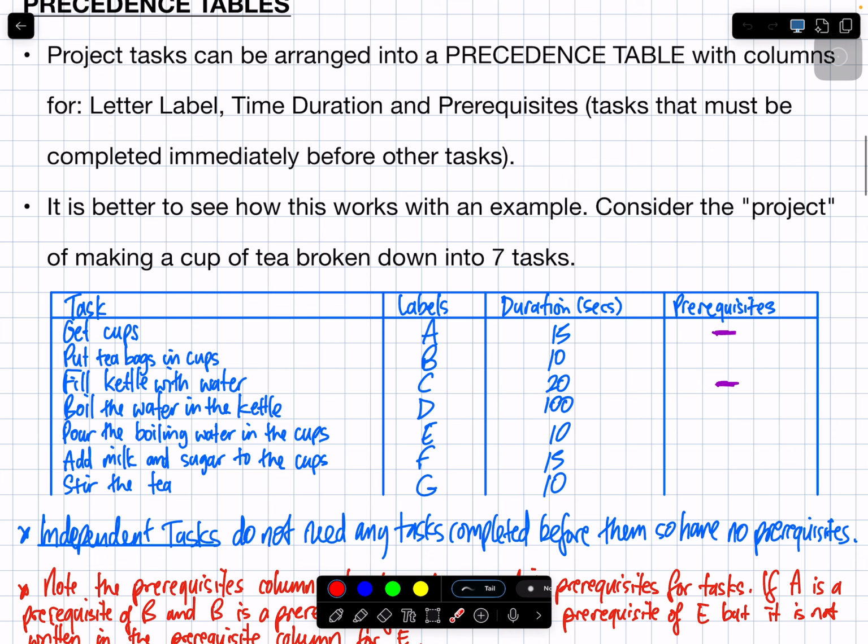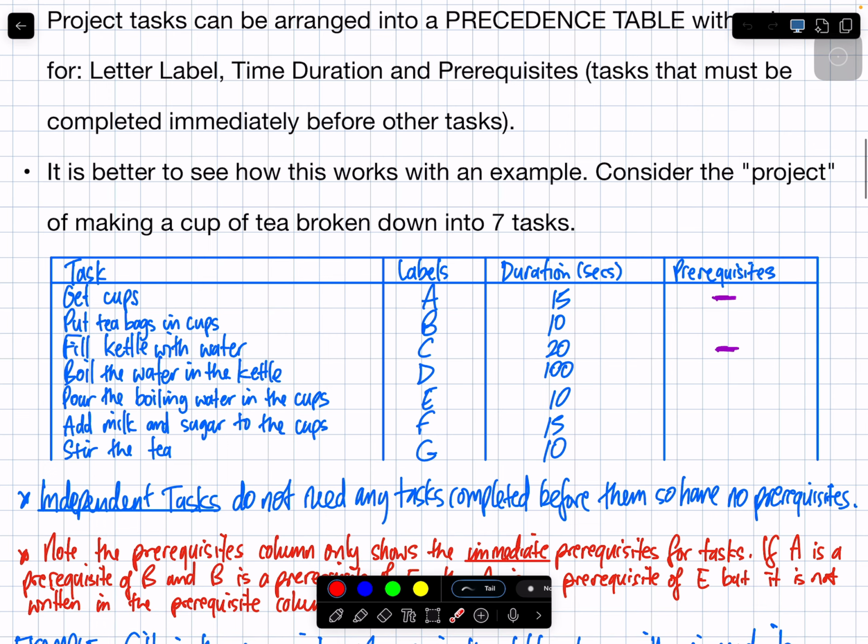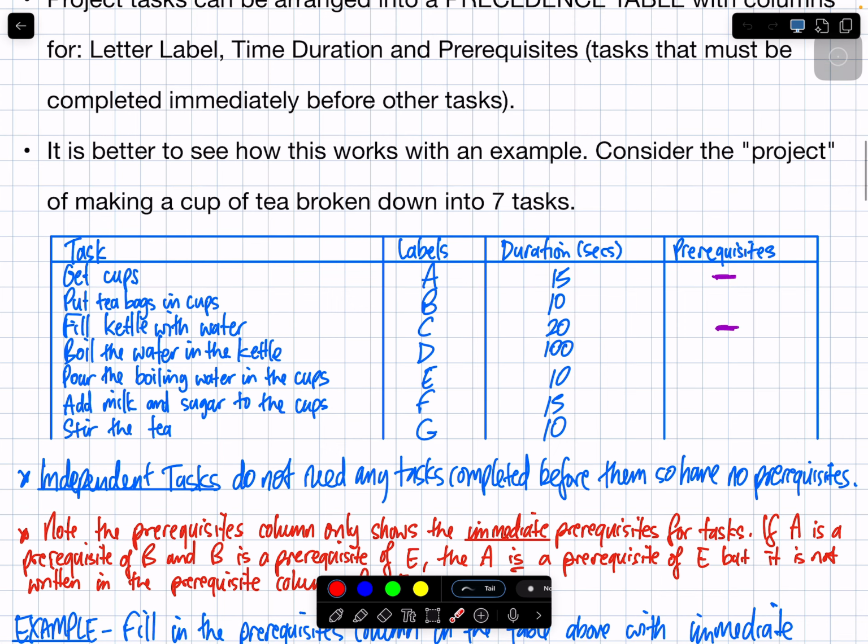Please consider the project of making a cup of tea broken down into 7 tasks. Every year we have people argue about how to make a cup of tea. That's fine. We're going to make a cup of tea with these tasks here. You're never going to be asked a question where it's going to be up in the air like this. It's going to be more set, but a cup of tea is sort of a project that we all have some familiarity with.